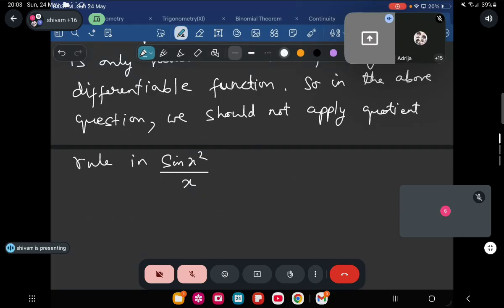Because see, x is differentiable. But is sin x square differentiable? Think. What do you think, everyone? Is sin x square a differentiable function? No. You'll get a sharp corner. Try to understand. Do you remember the graph? Forgot it.